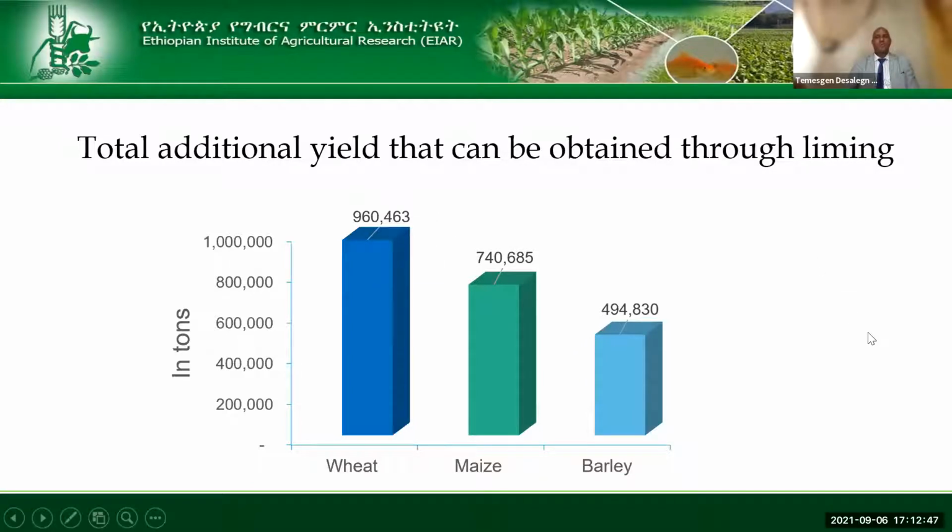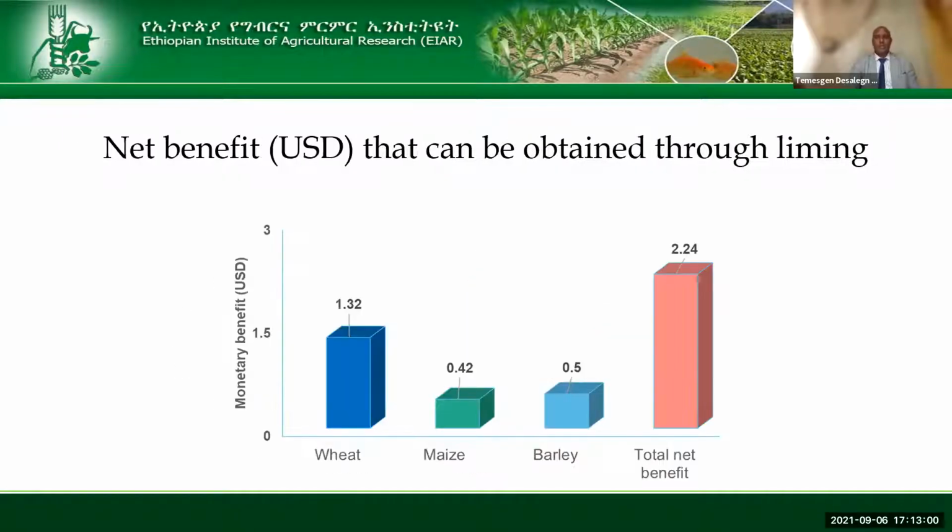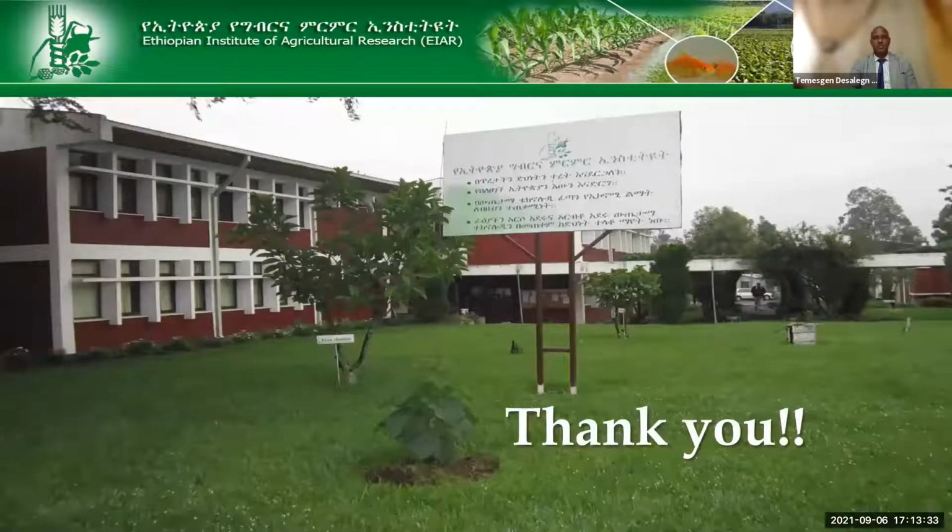By applying lime to wheat growing areas where soil acidity is predominant, we can substitute 80% of the wheat import from abroad. When we estimate the net benefit that can be obtained through liming in USD, in total we can obtain 2.24 billion. This is in billion USD by amending 3 crops alone: wheat, maize, and barley. You can imagine how remunerative it is by applying lime alone. This is what I have for you. Thank you so much for your attention.